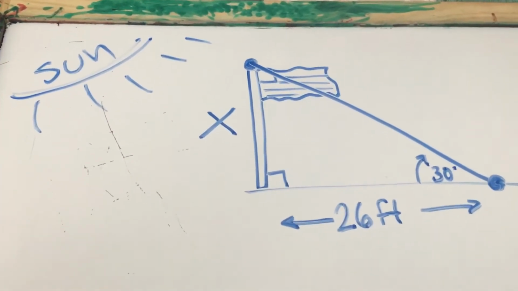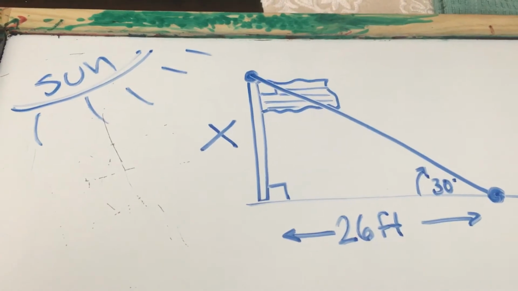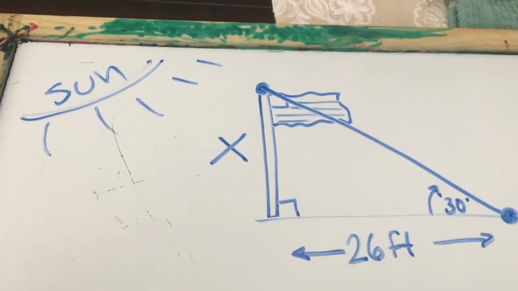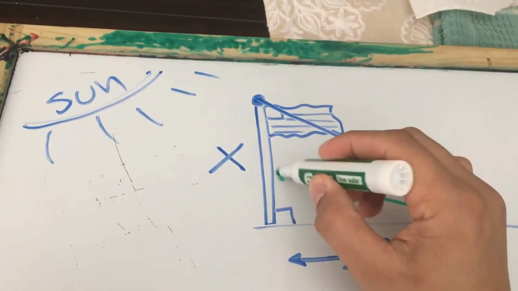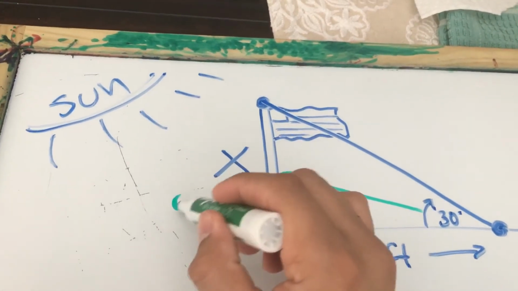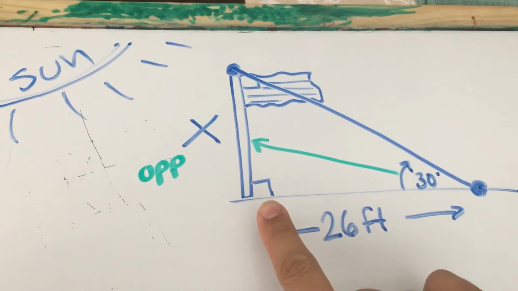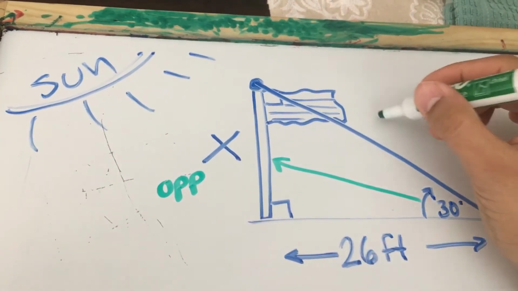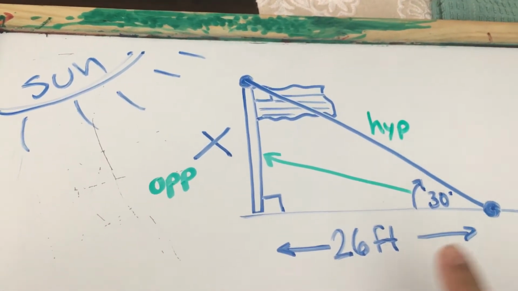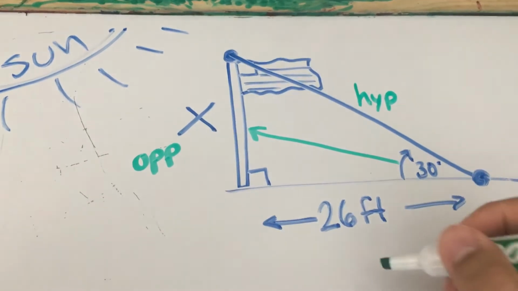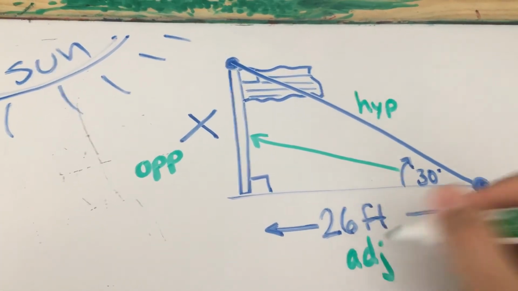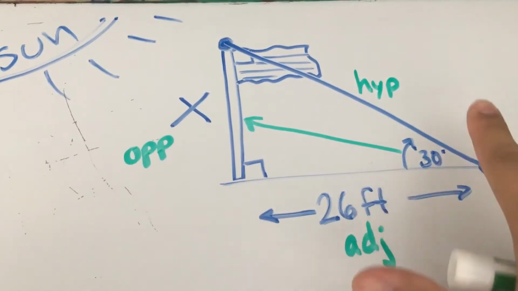The next thing I need to do is label. Well, if here is my angle, across the triangle, this side is considered my opposite side. Here's the right angle. Across the 90, this is the hypotenuse. And then on the bottom, that makes it the adjacent. So we have opposite, adjacent, hypotenuse.